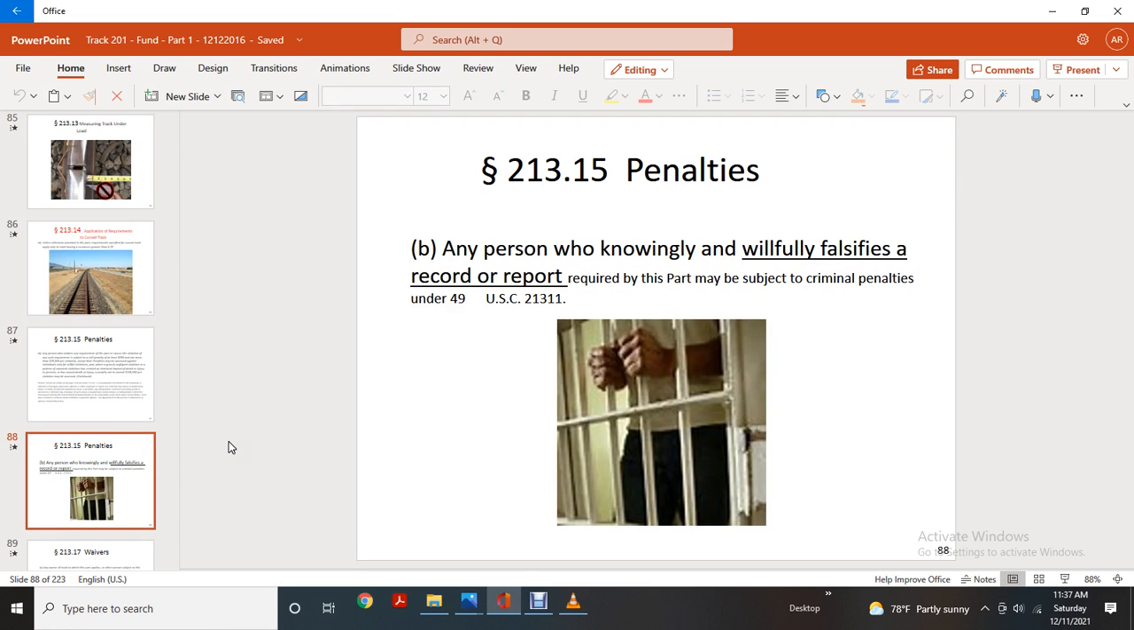213.15, penalties. Any person who knowingly and willfully falsifies a record or report required by this part is subject to criminal penalties under Title 49 U.S. Code.